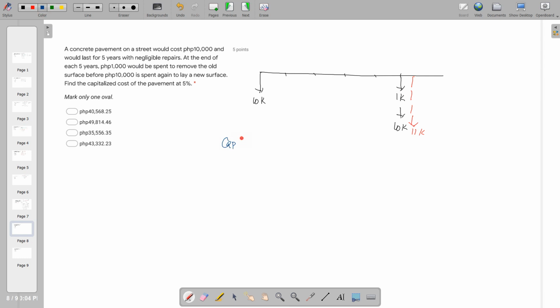Again, this is a case wherein we just simply add the first cost plus the replacement cost X. So we have 10,000 plus 11,000 divided by 1.05 raised to ilang ano ba yan? Taon bago mo palitan, that is raised to 5 minus 1. So the capitalized cost here is equal to 49,814.46 pesos. So the answer is that.